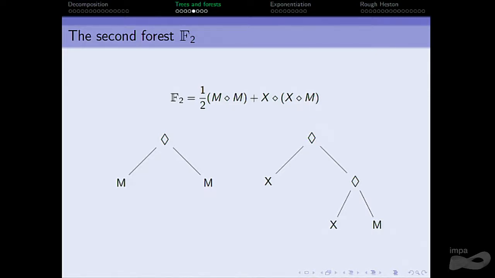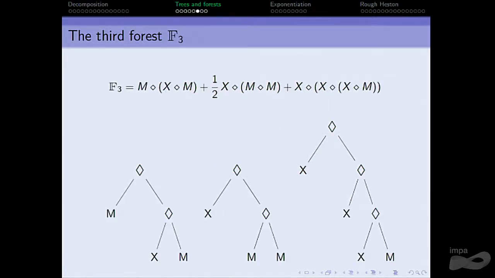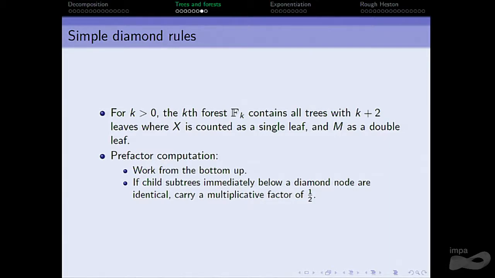And what are the rules that are analogous to Feynman rules? It is simply that if there's any reflection symmetry in a subtree, the tree picks up a factor of half. So here we see a half m diamond m and x diamond m. And to get the forest at the kth order, basically we just count all the trees with k plus 2 leaves, where m counts as 2 leaves. Why does m count as a double leaf? Well, basically because m in some sense is like x diamond x. It's the covariance of x with itself. Somehow, not quite the same.